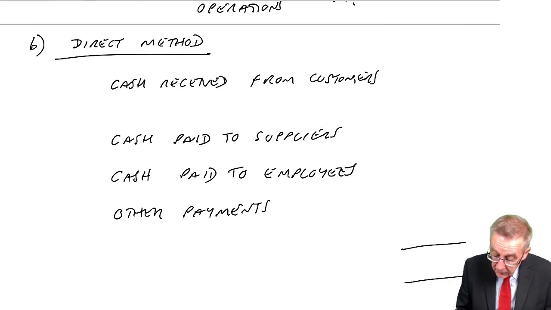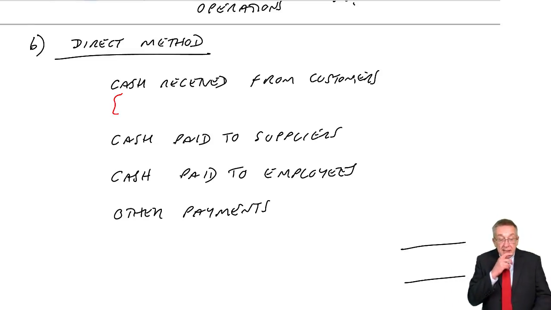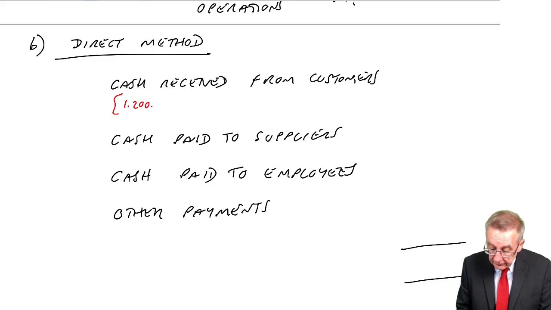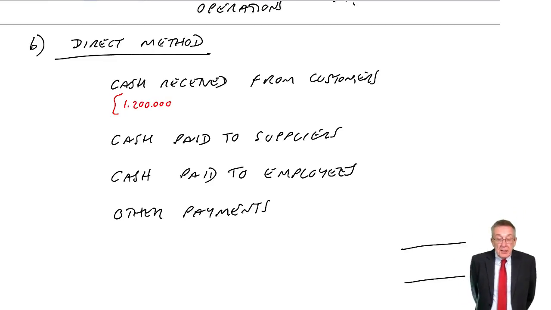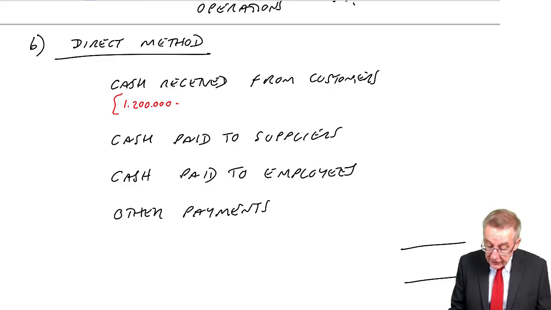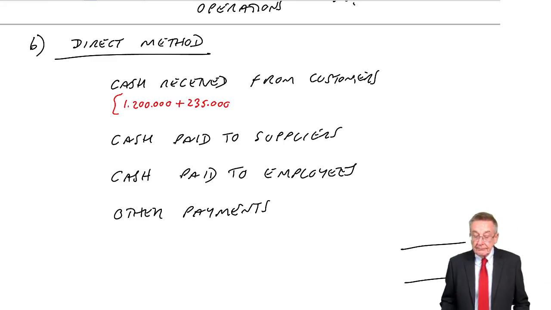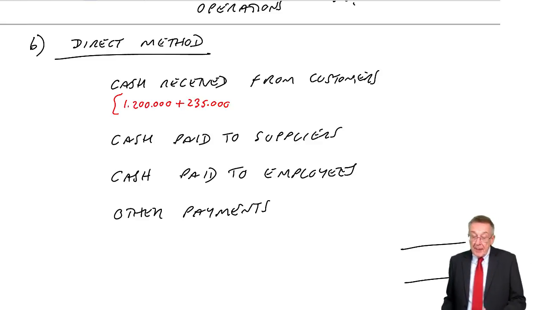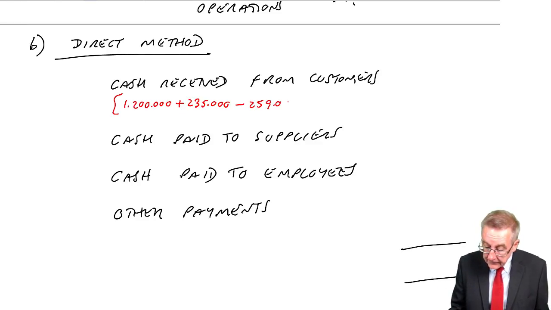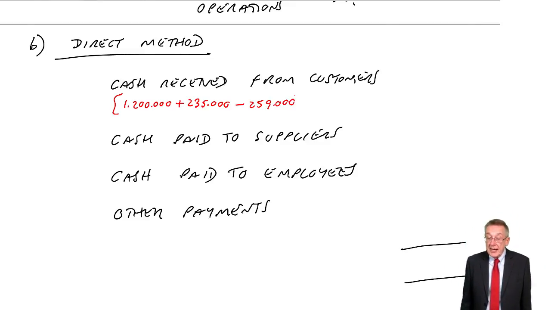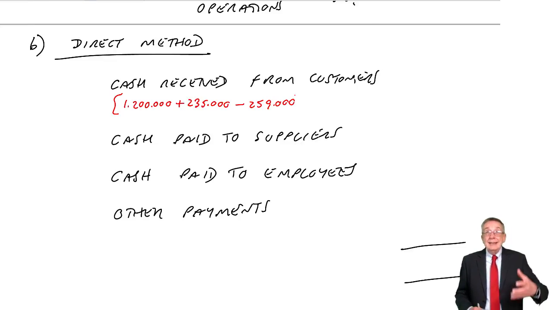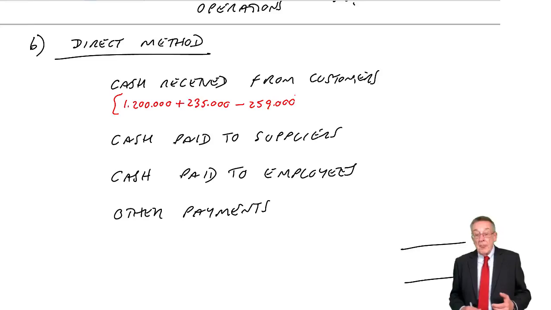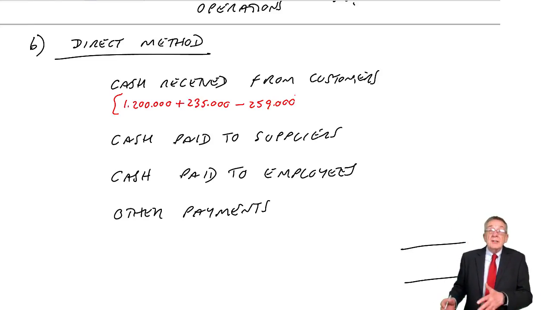First of all, cash received from customers. Now I'll do the workings here, because how can I get it? I know what the revenue was. It was 1.2 million. So those are the sales. Why haven't I received that much cash? Well, at the beginning of the year, I was already owed 235,000. So I'll receive that cash this year. But at the end of the year, I'm still owed 259,000. So that amount of cash hasn't been received. Do a T account if you want. I don't think you need to here. The cash we've had is the cash we were owed from last year, plus whatever we've sold this year, less the cash that hasn't been received this year.